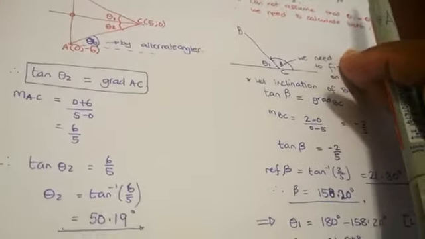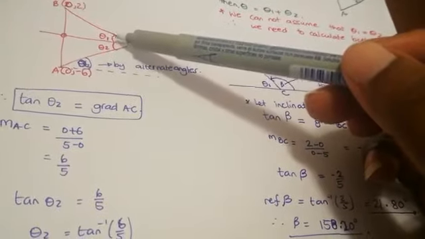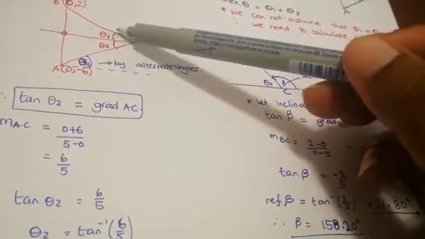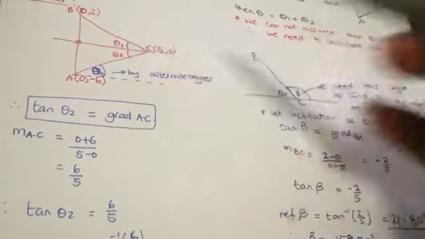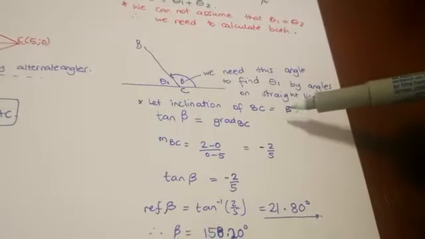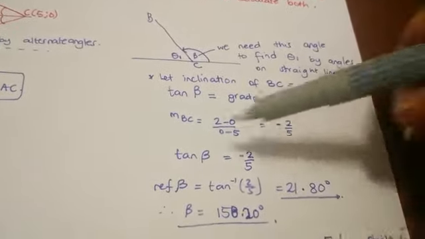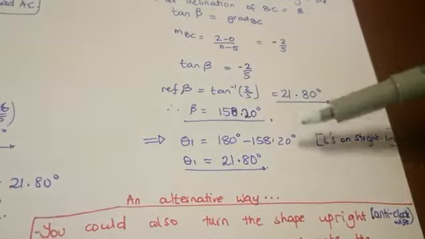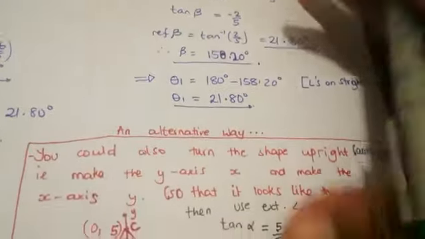Okay, and then for theta 1, if you check here, theta 1 from the horizontal to the line is in the clockwise direction. So that means I need this angle on the outside here, which I can call beta, which is what I did here. Inclination of BC, let it be beta, and then tan beta is going to be the gradient of BC, which is what I did, and then I got beta. Remember, it's negative, so I need a reference angle. So beta comes out as 158.20.